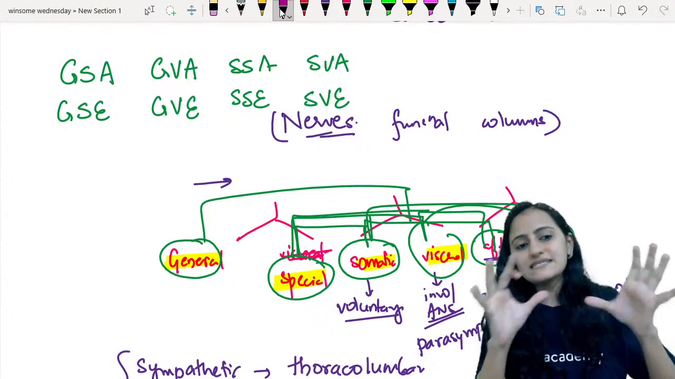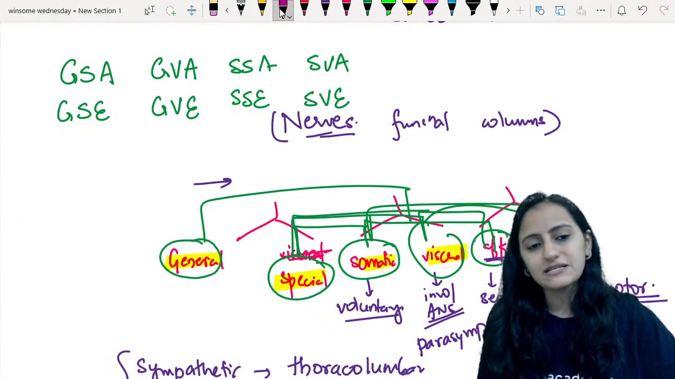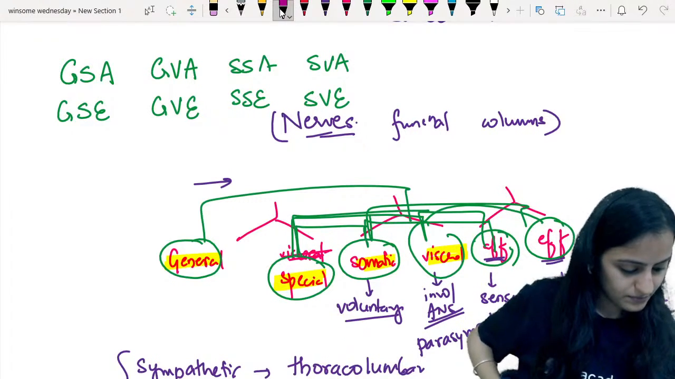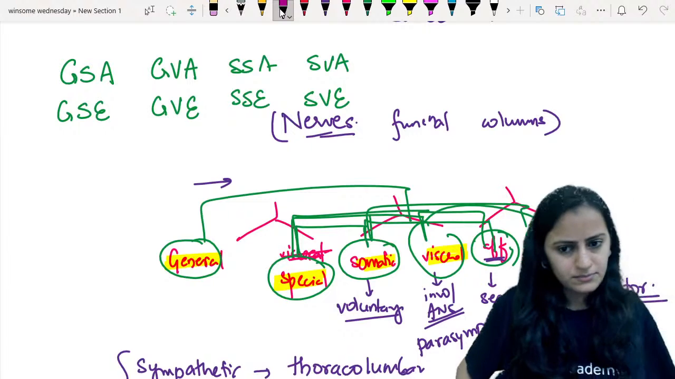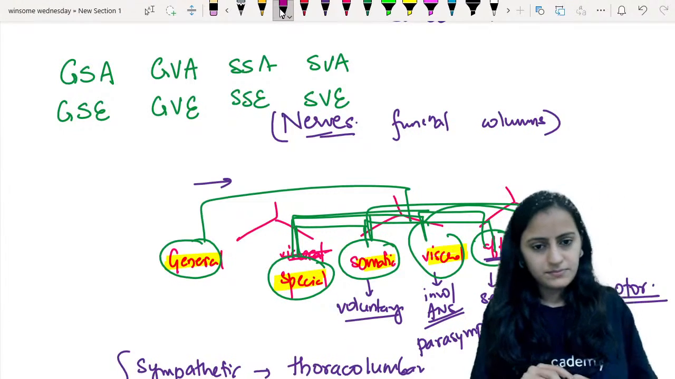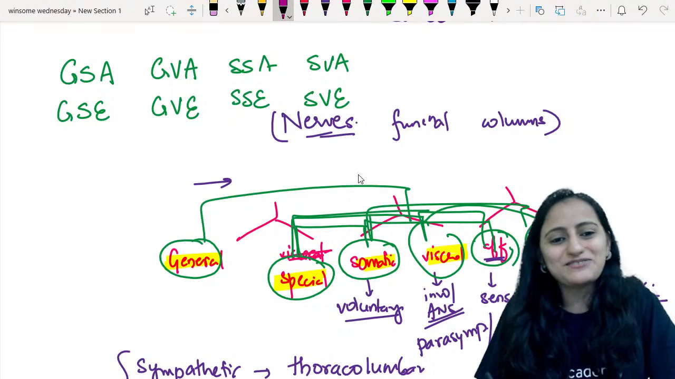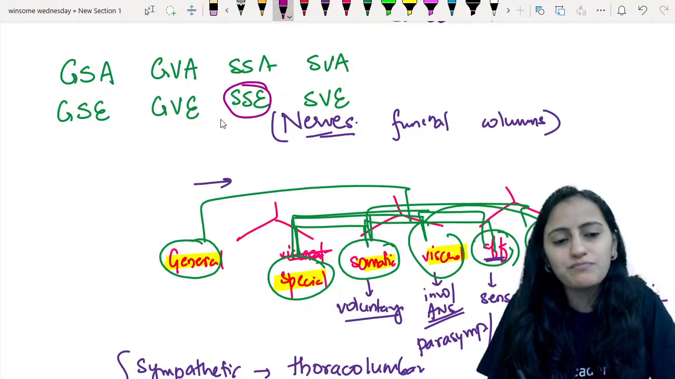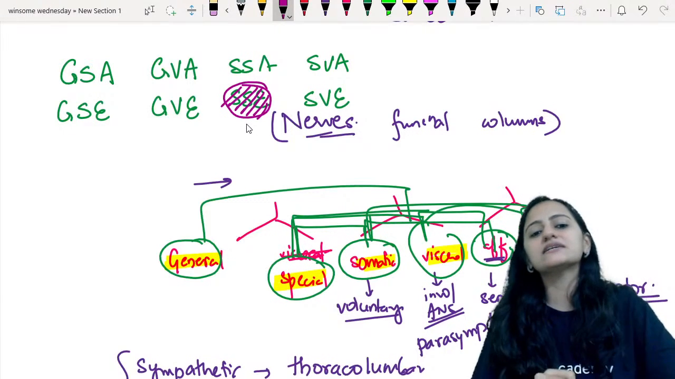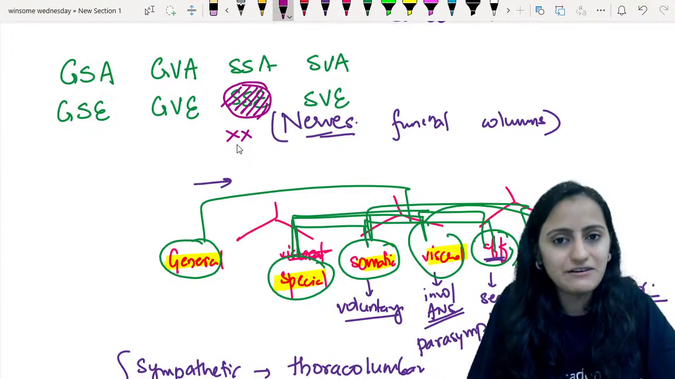Out of these, tell me the 8 columns that we have made. Which column is not present? Absolutely right, Bhuva. So it is special somatic efferent. Special somatic efferent is not present. Remember that there is no special somatic efferent.